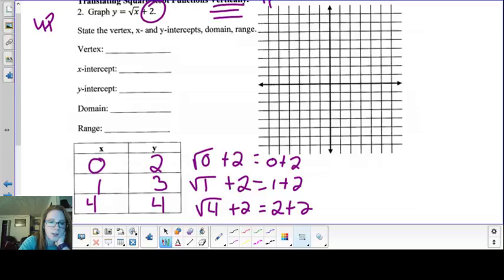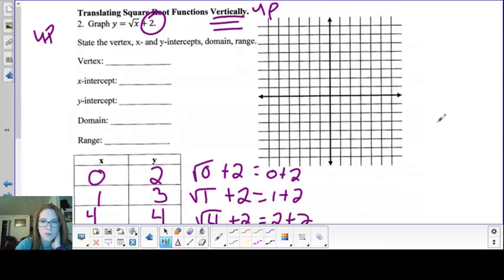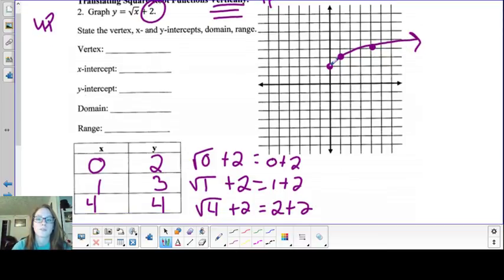So we're going to go ahead and plot my dots. So I have 0, 2, 1, 3, and 4, 4. 1, 2, 3, 4, 1, 2, 3, 4. And connect my dots. So my vertex point is talking about where does it start. Well, we talked about how we can't have negatives. So my vertex in this case is going to be my very first point, which is 0, 2.